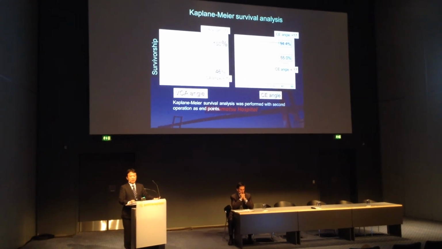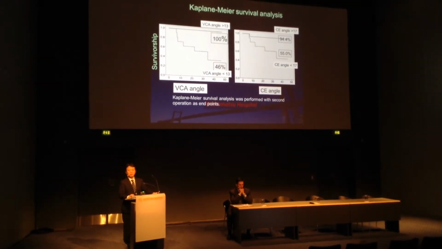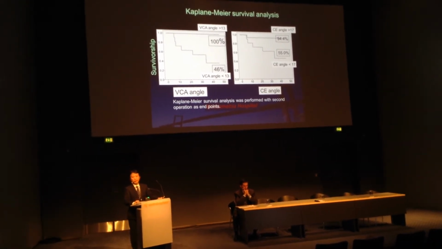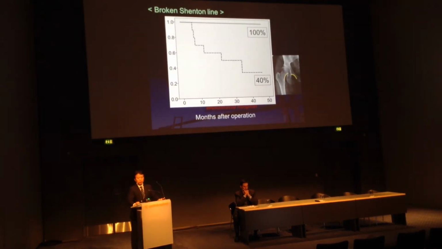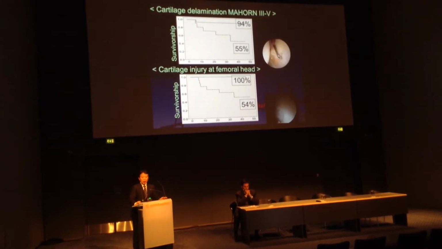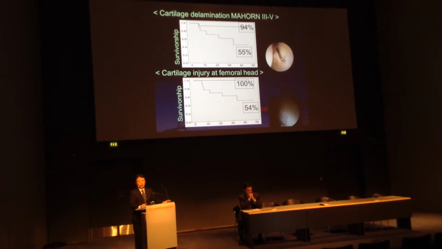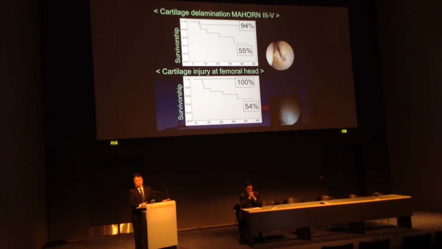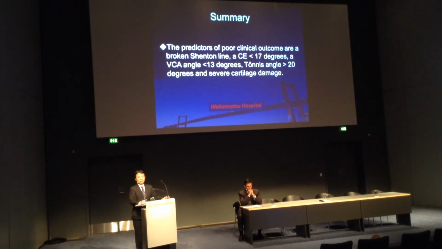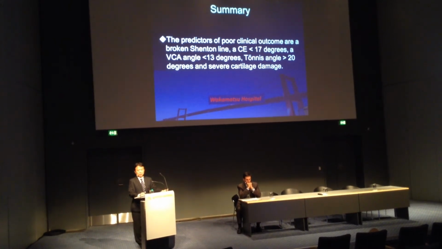Patients with VCA angle less than 13 degrees had only a 46% survival rate. With CE angle less than 17 degrees, patients had only a 50% survival rate. If the patient had a broken Shenton line, only a 40% survival rate. And if the patient had severe chondral damage at the labral region and femoral head, only a 55% survival rate. So the summary is that the predictors of poor clinical outcome are a broken Shenton line, CE angle less than 17 degrees, VCA angle less than 13 degrees, and severe cartilage damage.